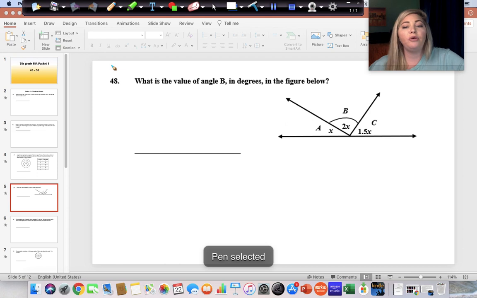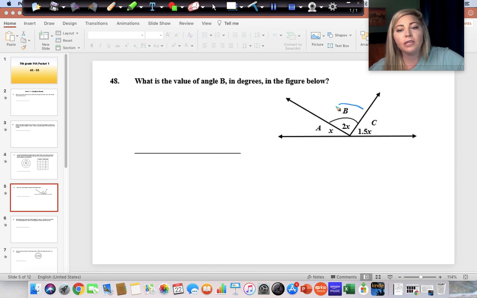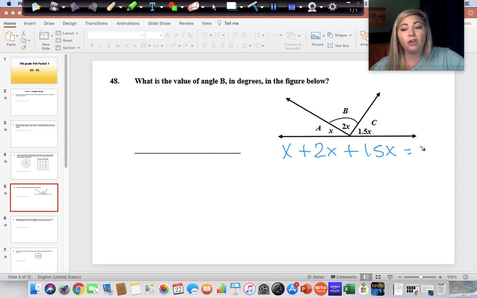Okay, what is the value of angle B? We're ultimately going to be looking at angle B, but at the beginning of this, we need to look at all 3 angles because we don't know what X is yet, and that's the important part. We need to find what X is so then we can multiply it times 2, and that'll give us angle B. So we're going to add all these together, X plus 2X plus 1.5X. And that's all going to equal 180 degrees because this is all a straight line. So all 3 of these angles added together gives us a straight line, which is 180 degrees.